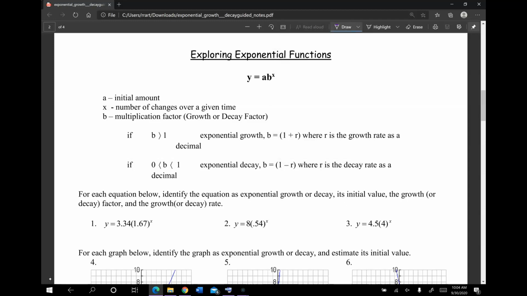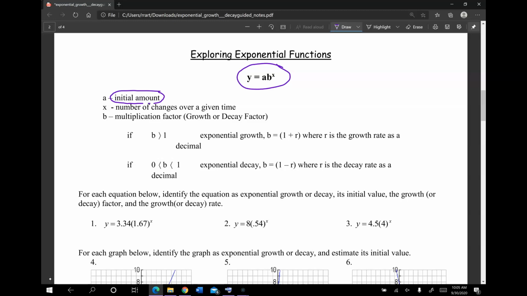All right, so here's your equation, y equals ab to the x power, okay? We know it's exponential because there's a variable in the exponent. Now each one of these means something different. Your A means your initial amount. It's what you start with, okay? It's where you're starting. Like if I bought a car, what did you buy it for?